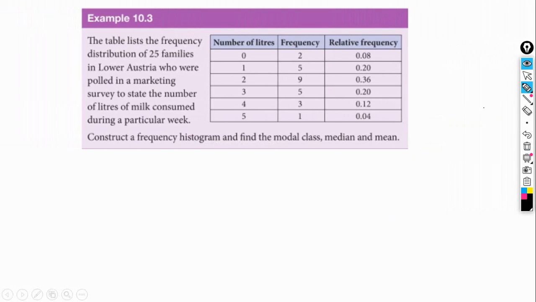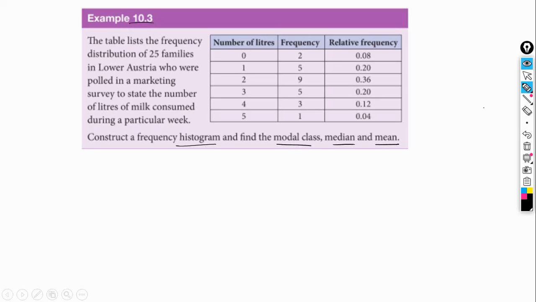Okay, so next we have example 10.3, and it says the table lists the frequency distribution of 25 families in Lower Austria who were polled in a marketing survey to state the number of liters of milk consumed during a particular week. Construct a frequency histogram and find the modal class, median, and mean.